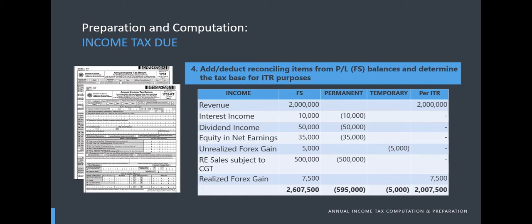Dividend income. This is assuming that the dividend income is received by a domestic corporation from a domestic corporation. So, intercorporate dividends are exempt from the imposition of tax. So this is an example of a tax-exempt income. Since this is a tax-exempt income, we need to remove it from the total taxable income of the taxpayer.